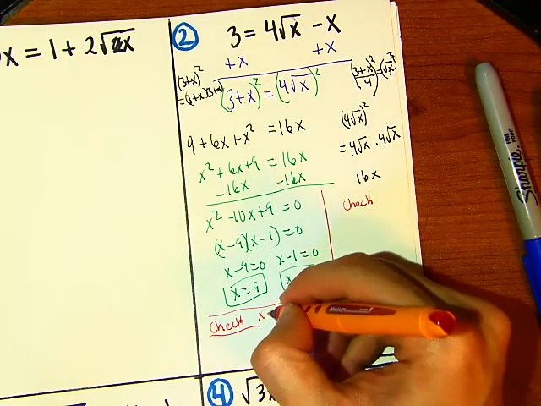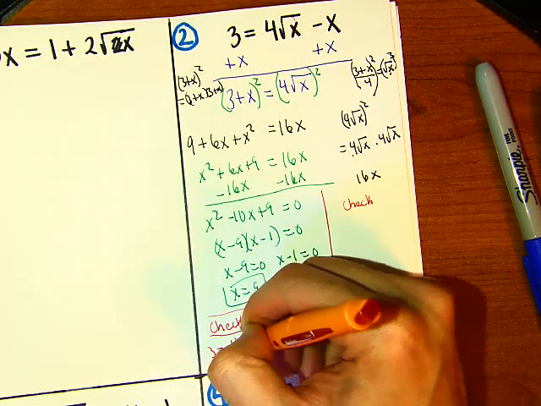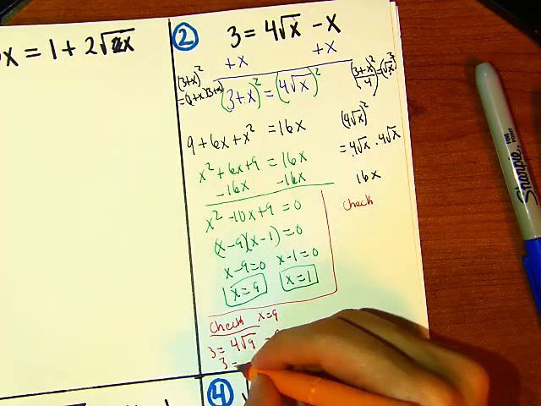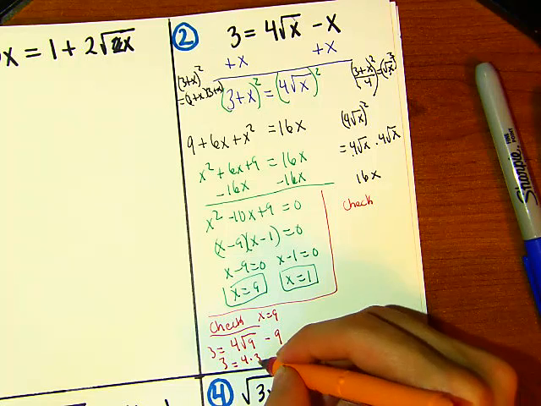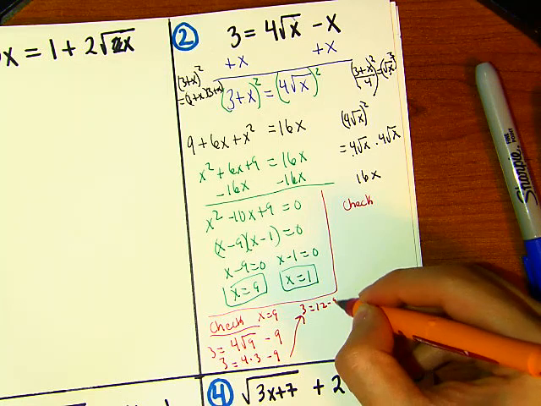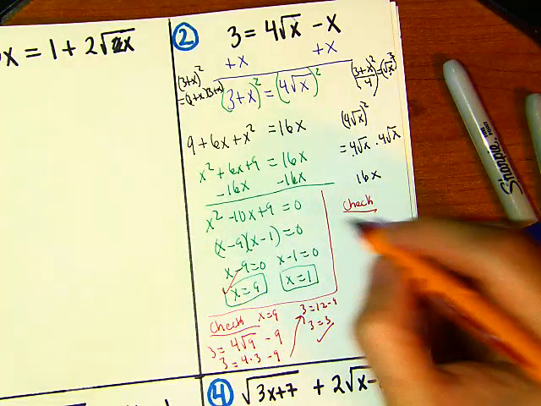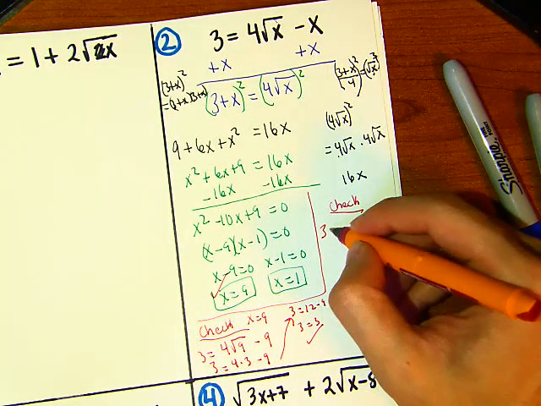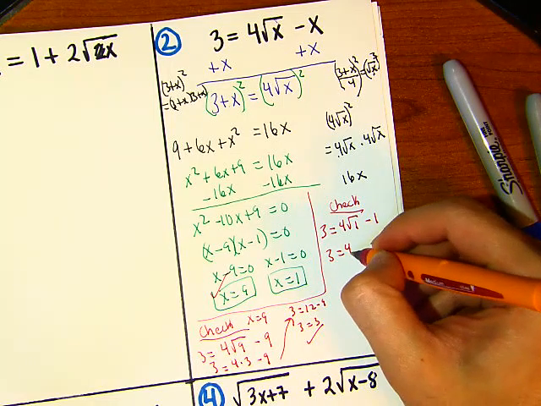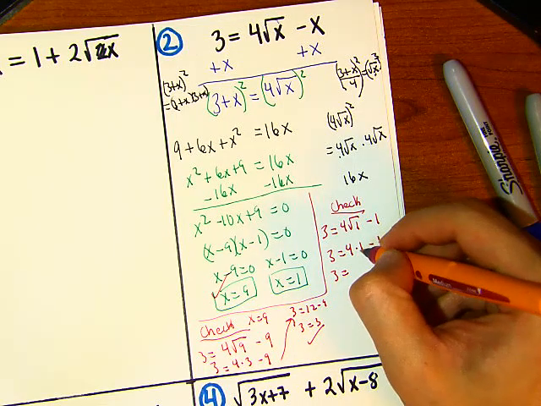Let's say x is equal to 9. Put this into the original equation, so 3 plus 9 is equal to 4 times square root of 9. So 12 is equal to 4 times 3. So that implies that 12 is equal to 12. This works. Okay? What about the other one? So x equals 9 works. What about x equals 1? 3 plus 1 is equal to 4 times the square root of 1. Well, the square root of 1 is 1. So 4 is equal to 4 times 1, which is 4.